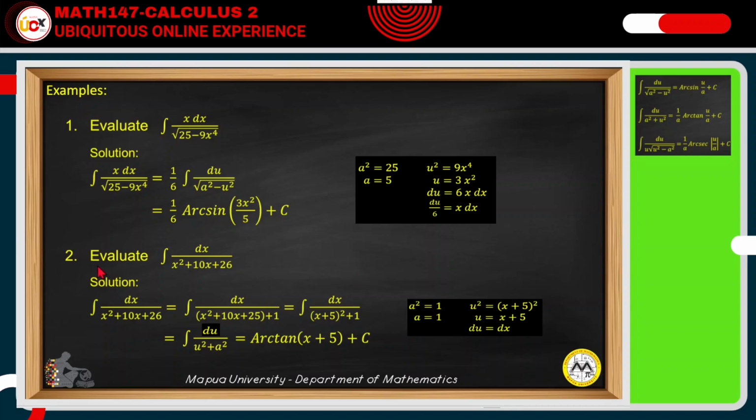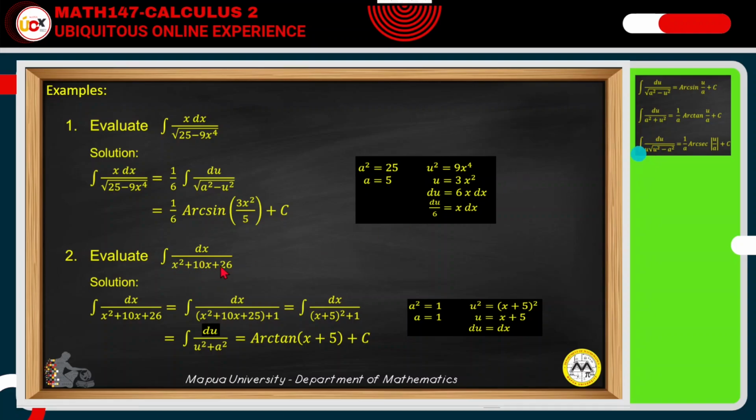Okay, so let's take another example. So for number 2, we are asked to evaluate the integral of dx over x squared plus 10x plus 26. As you can see, because this does not contain any radical sign, you have to use formula number 2, which states that the integral of du over a squared plus u squared equals 1 over a times arctangent of u over a plus the constant c.